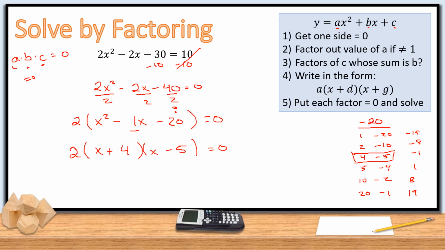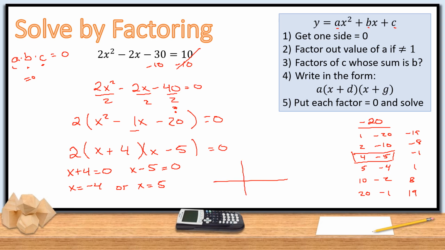So 2 cannot be equal to 0, so we can rule that one out straight away. So we would say either x plus 4 must equal 0, so the whole factor is 0, or x minus 5 is equal to 0. In which case x is equal to minus 4 or x is equal to 5.